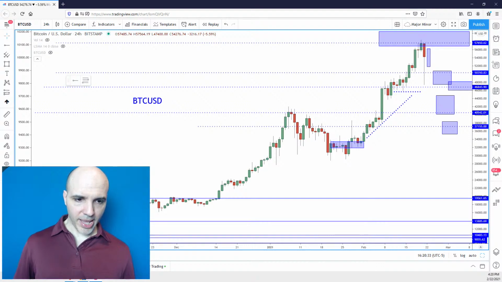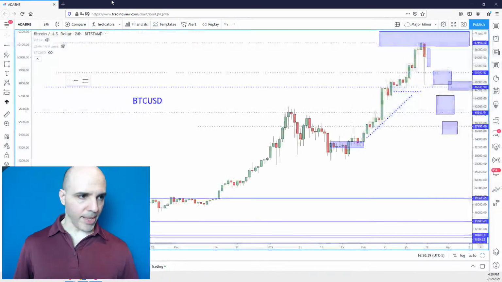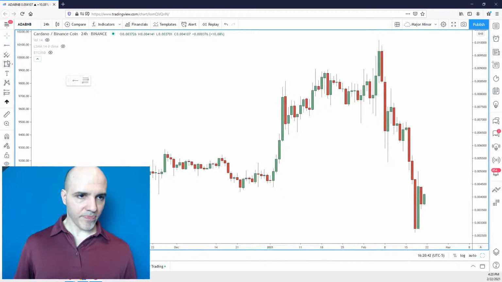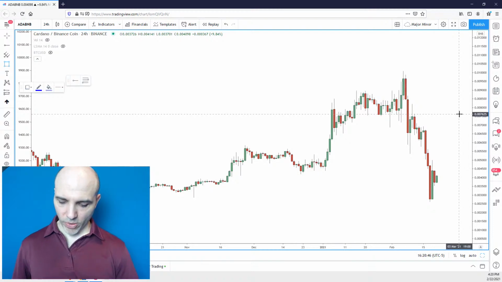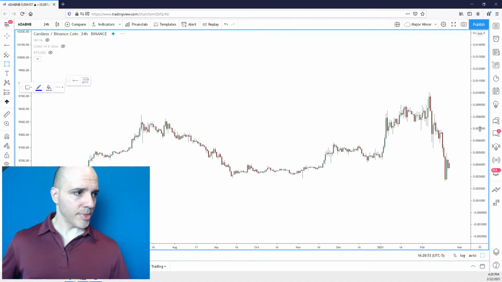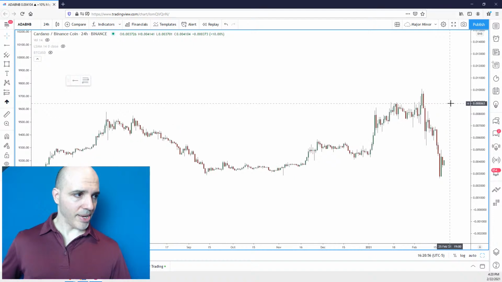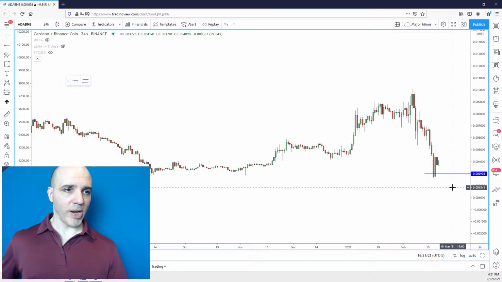Okay, Hassan, ADA against BNB. Look at this. That's what a lot of these altcoins are going to do when Bitcoin pulls back, so be prepared. As far as levels go, let's look at some support and resistance. You're looking at two coins here, a cross pair: Cardano against Binance coin.